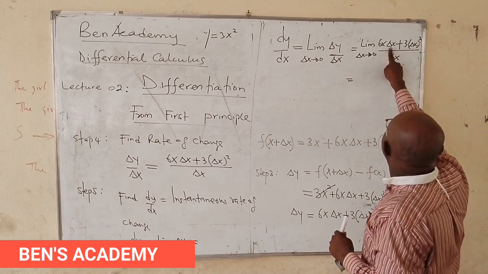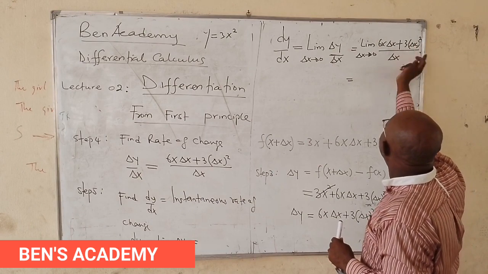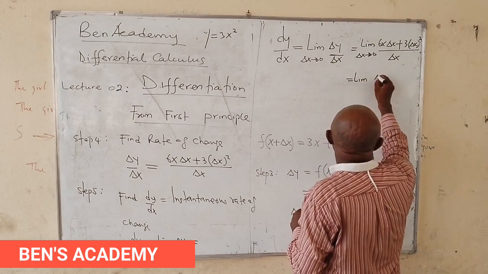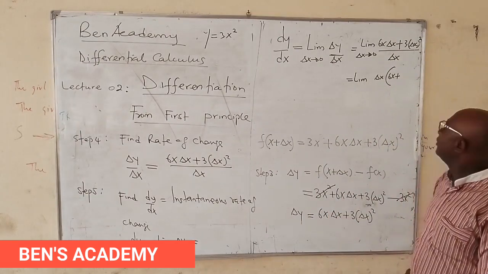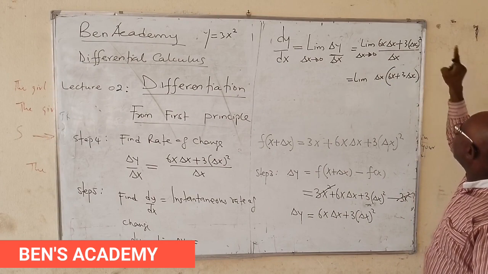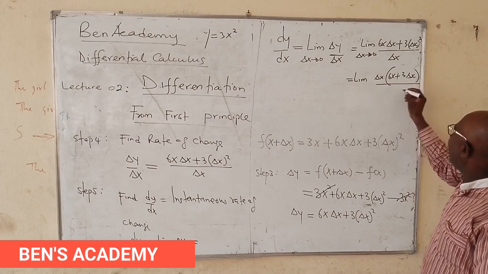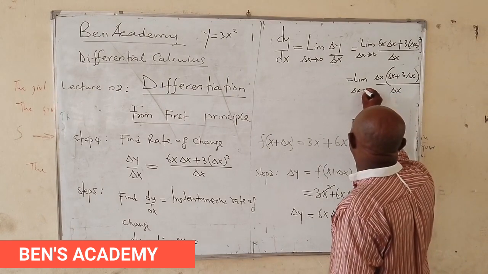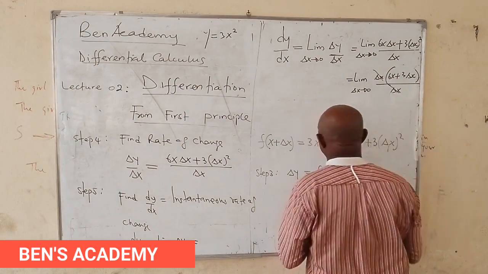Notice that delta x is here, delta x is here. So we'll factorize by bringing out delta x, and I'll do that now. Limit of change in x, all over, 6x plus 3 change in x. Since I have removed one change in x, I have only change in x all over change in x as change in x approaches 0. I can cancel this. This is the common factor, I cancel it out.